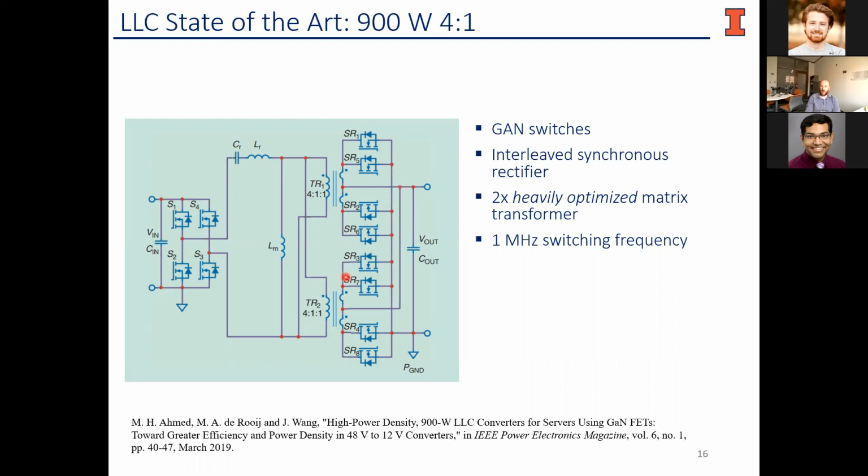So this is a 900 watt 4-to-1, also designed for 48 to 12 volts. It uses GaN switches so that it can switch very fast with low losses. And then it's got this interleaved synchronous rectifier that allows it to share the output currents among multiple switches. This is important with these types of applications because the output is at lower voltage. If you're at 12 volts output and you have 900 watts, you can imagine that's quite a bit of current that needs to be going on the output stage. So being able to share that among multiple switches turns out to be very valuable.